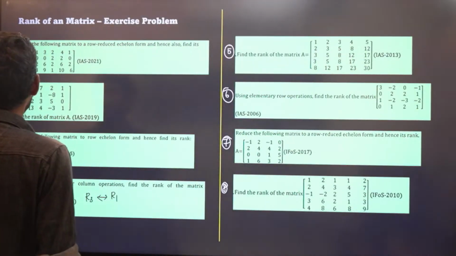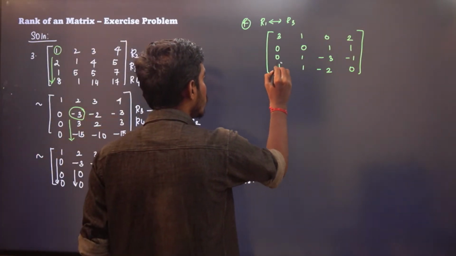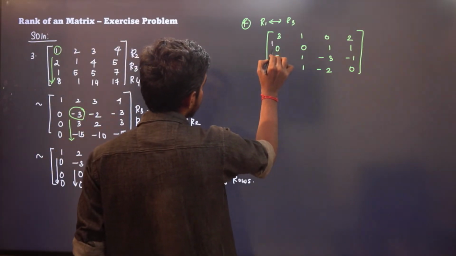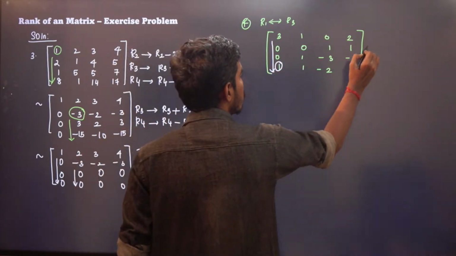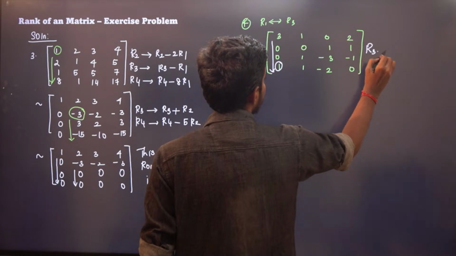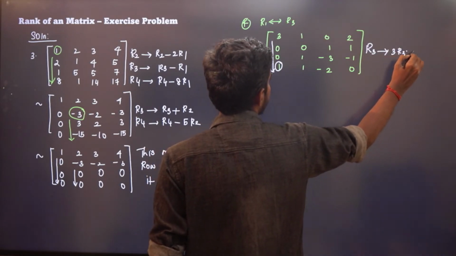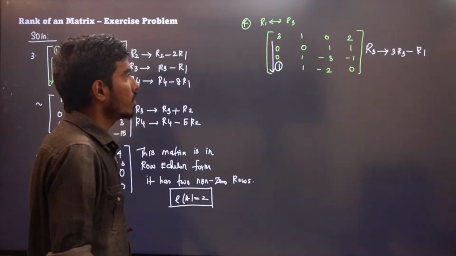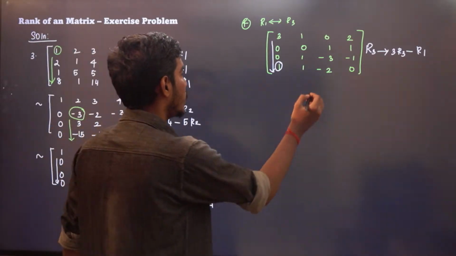Okay. Now after this you can do this, right? You can directly go to this step. First row, first non-zero element, below that everything is 0. Already this is 0, so you just make R3 transformed to 3 times R3 minus R1, because already these two are 0. So our step is smaller now.